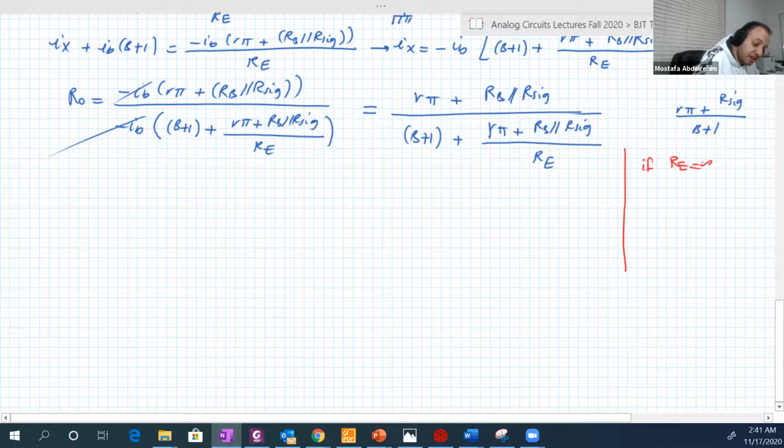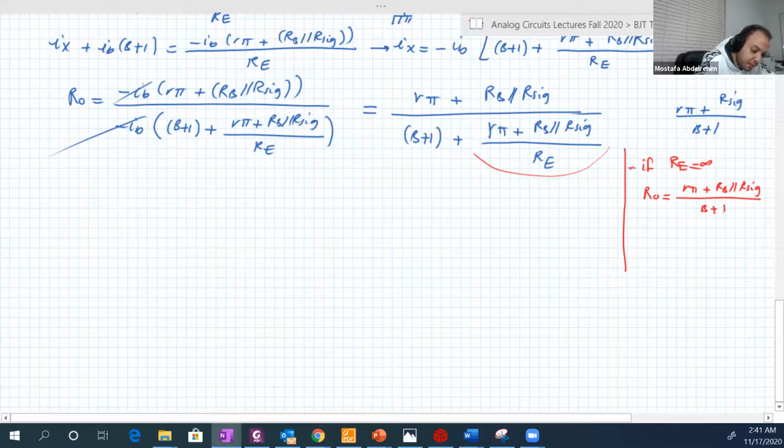If RE equal to infinity first. So what's going to happen? This is easy. If this is infinity, this term here will just go away. So RO will be equal to R pi plus RB parallel R signal over beta plus 1.